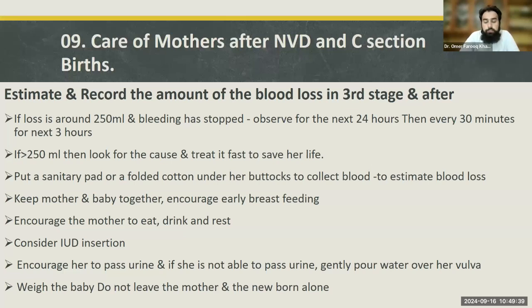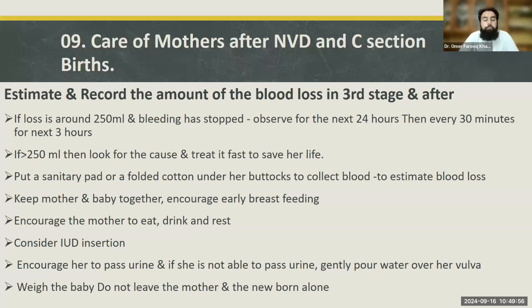And you put another cotton under her buttocks to check whether there is more blood loss or not. Keep mother and baby together. Encourage early breastfeeding. Early breastfeeding means the breastfeeding should be commenced within 1 hour of the birthing process.